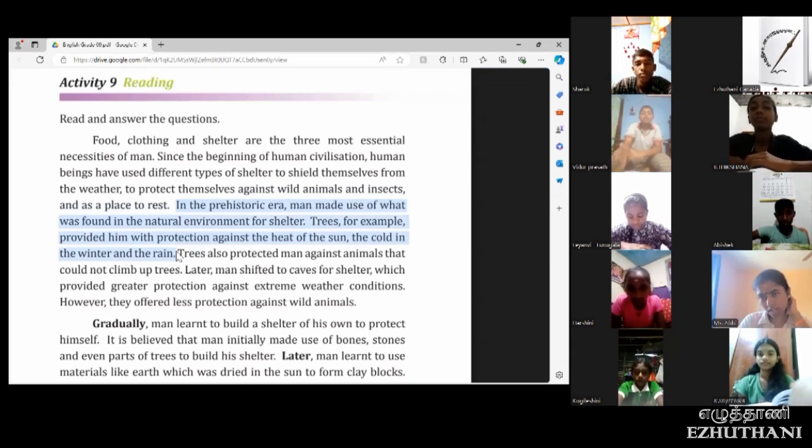Okay, so next, Lainavi, can you read the next two sentences, please?